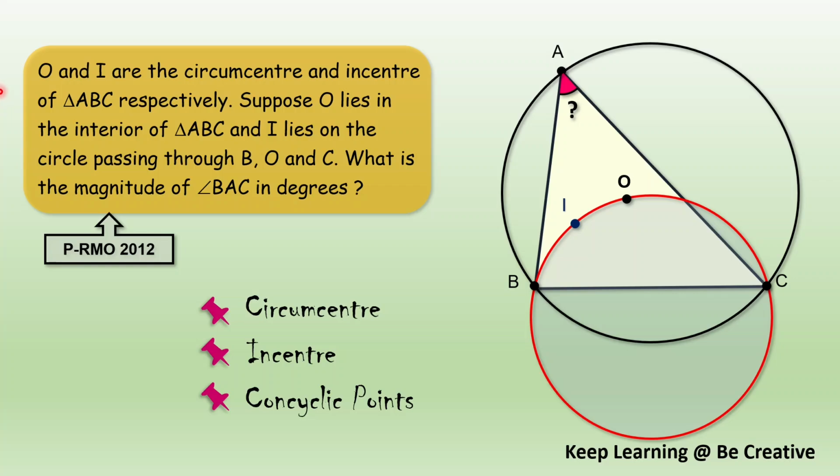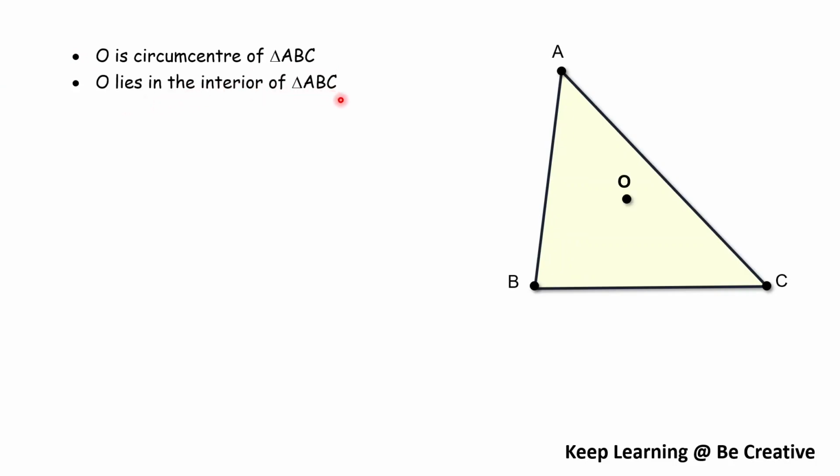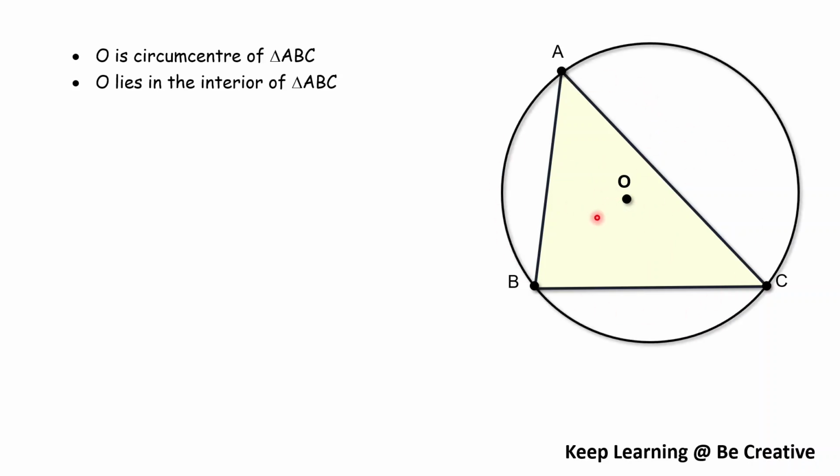Let's see the solution to this problem. Here we have been given that in a triangle ABC, O is the circumcenter of the triangle and O lies in the interior of the triangle ABC. So this is the circumcenter which we have considered, and this is the circle which will be passing through A, B, C, whose center will be O.